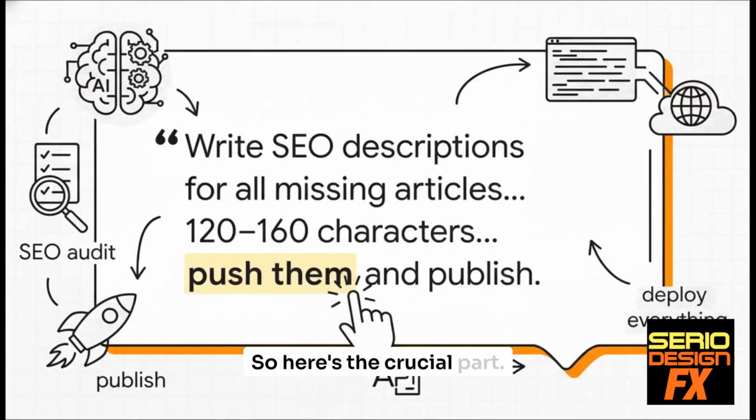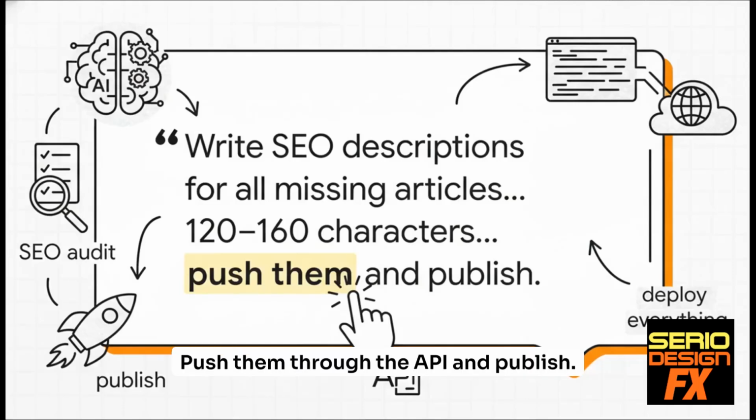So here's the crucial part. Look how specific this prompt is. We're not just saying, hey, write some descriptions. No way. We're defining the character count, the reading level, the tone of voice, even the style. And then, the magic words. Push them through the API and publish. The AI writes them, updates the site, and deploys everything, all from one command.